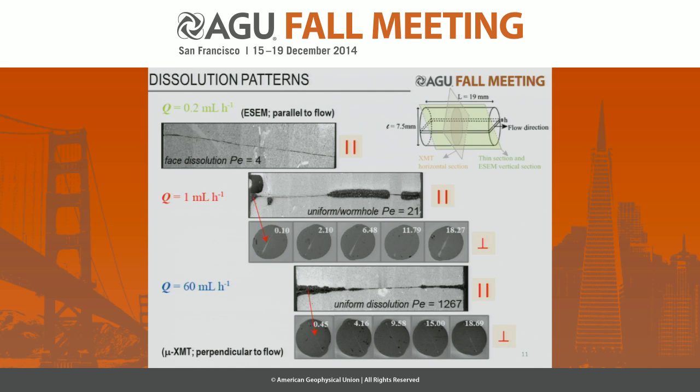So it gives an observation of the dissolution patterns that we can have. We can observe that at low flow rates of 0.1, 0.2, and 4 Peclet number, we have face dissolution. And when we have 1 milliliter per hour of flow rate, we have uniform dissolution, to thereafter become wormhole, and then thereafter uniform. So when we increase the flow rate, in the microtomography image we can see the homogeneous dissolution.